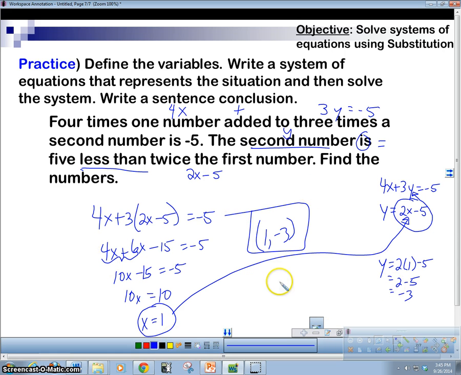That is it. Solving systems of equations using substitution.